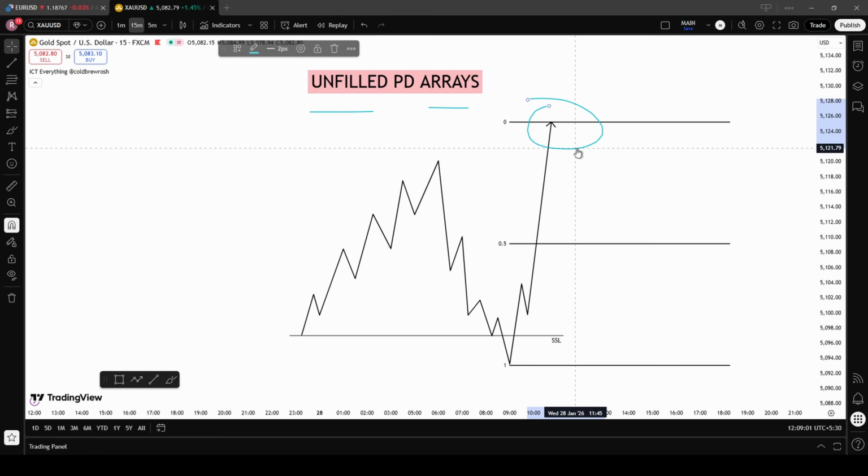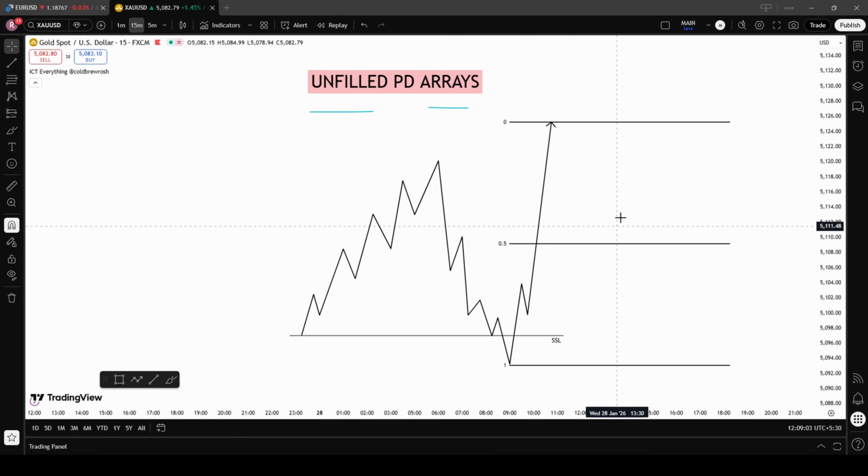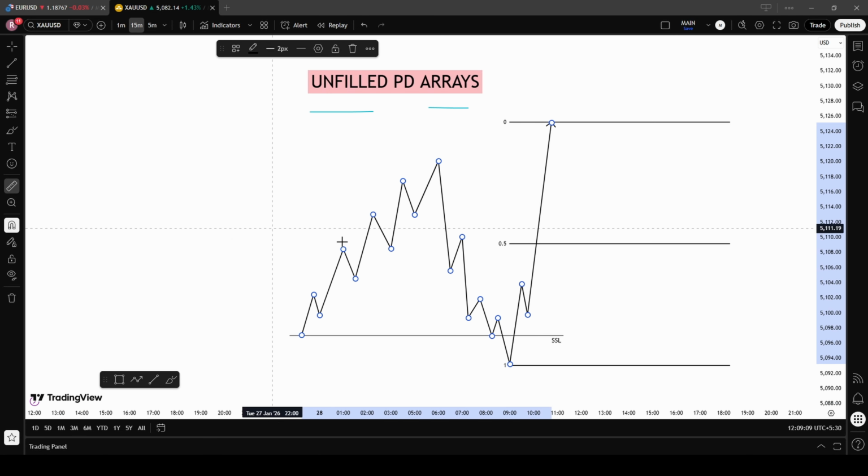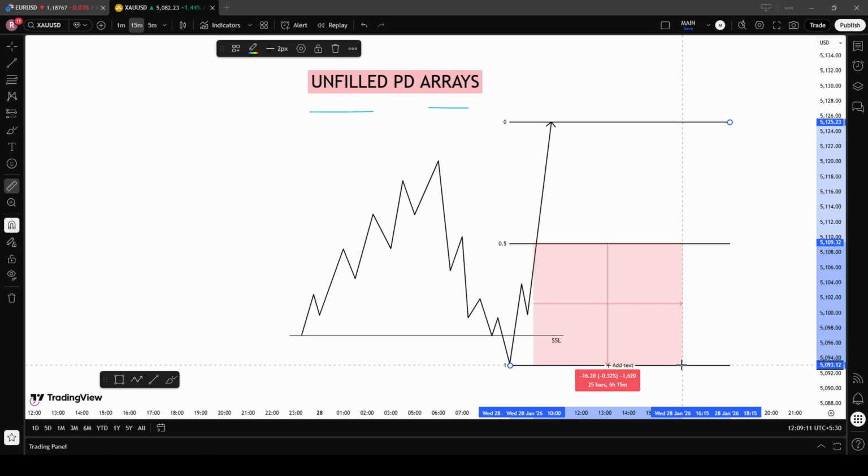If price started from the bottom and moved upward, then we are only interested in PD arrays that are located in the most extreme discount. It does not matter which time frame these PD arrays are on because price is fractal. A PD array on a lower time frame can work the same way as one on a higher time frame, and as I have already told you before, a PD array can be anything.